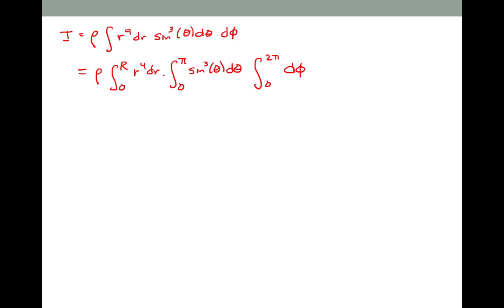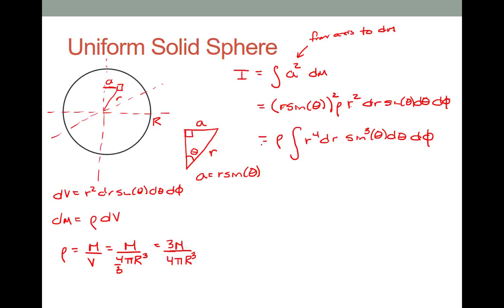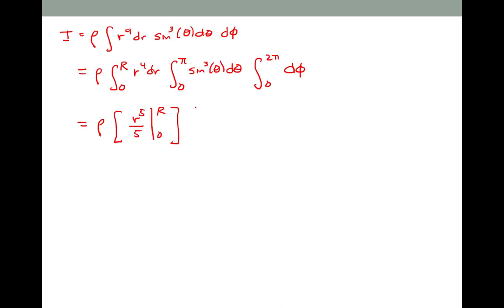This integral over r is easy to do. That becomes r to the fifth over 5 evaluated from 0 to r. The integral on the end, d phi, is also easy to do. Integral of d phi is just phi, evaluated from 0 to 2 pi.